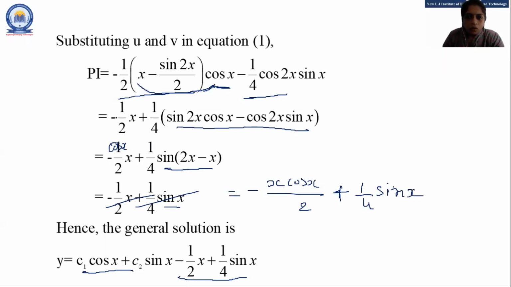Okay, see, you have to multiply this cos x with the first term as well as the second term. Okay, so this is my final PI and I have to add this PI in this general solution.